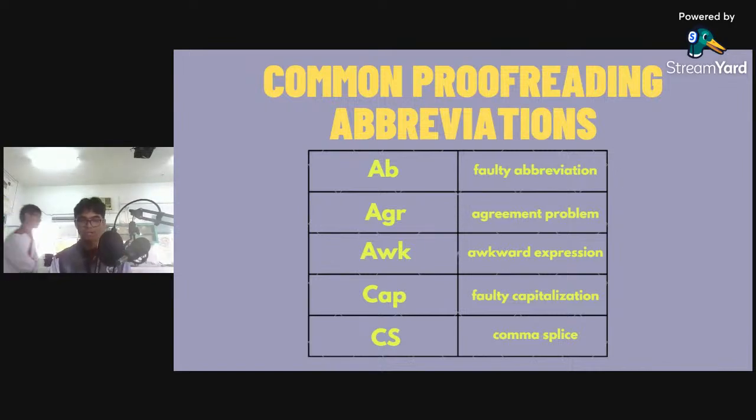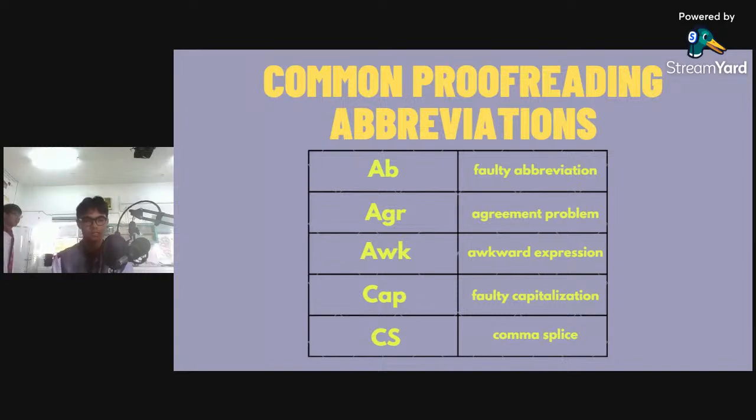Now, the AGR, agreement problem. Here in the example, it says the piano as well as the guitar need tuning. The student lost their book. So you see the sentences don't really agree with each other, right? They don't really connect to each other.